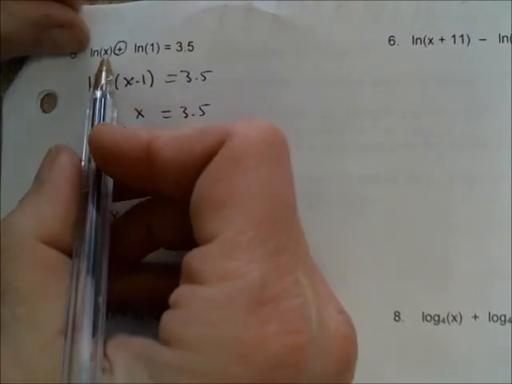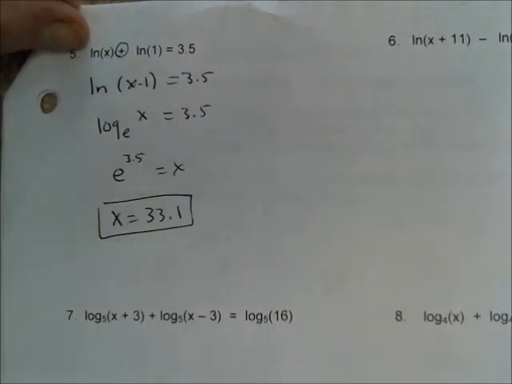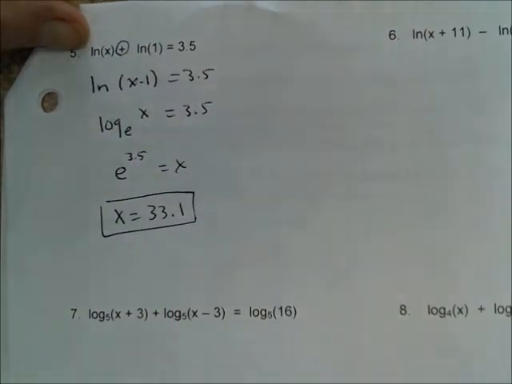And if you plug in 33.1 for that, it's not going to be an extraneous solution because the argument doesn't go negative.